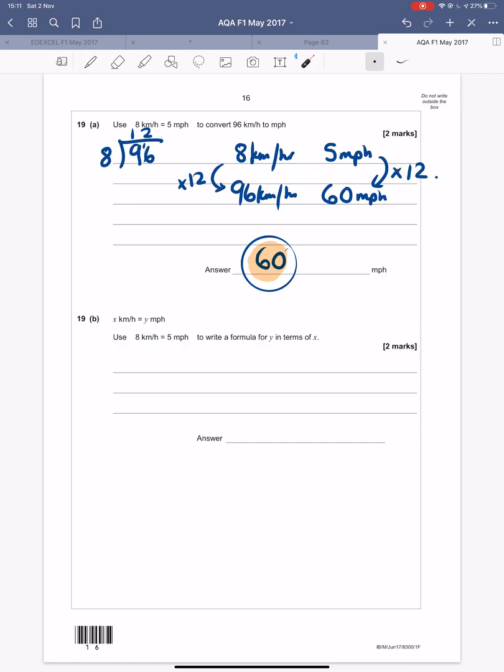So to get mph, we take the kilometres, which was the x, we divided by 8 to get the 12, and then times by 5. Okay, that's because every set of 8 kilometres per hour is equivalent to 5 miles per hour. So we say y is x over 8 times 5.